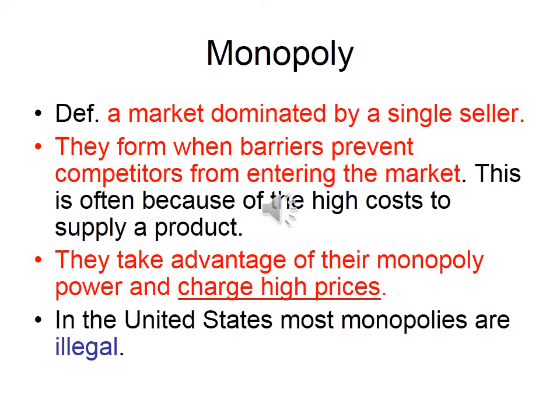Now we will come to the different kinds of competition. We have monopoly. The second one is monopoly, which means that a market is dominated by a single seller. They form when barriers prevent competitors from entering the market. This is often because of the high cost to supply a product. They take advantage of their monopoly power and charge high prices. In the United States, most monopolies are illegal.